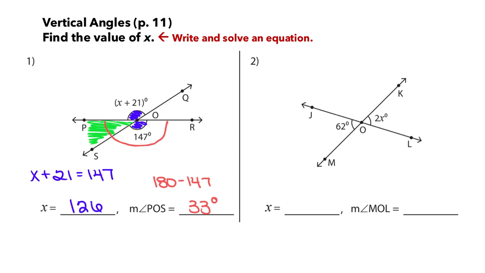Did anybody use a full circle? It's all good if you did, as long as you still got 33. I got 33. I don't know if I did my work. That's why we write these things down.